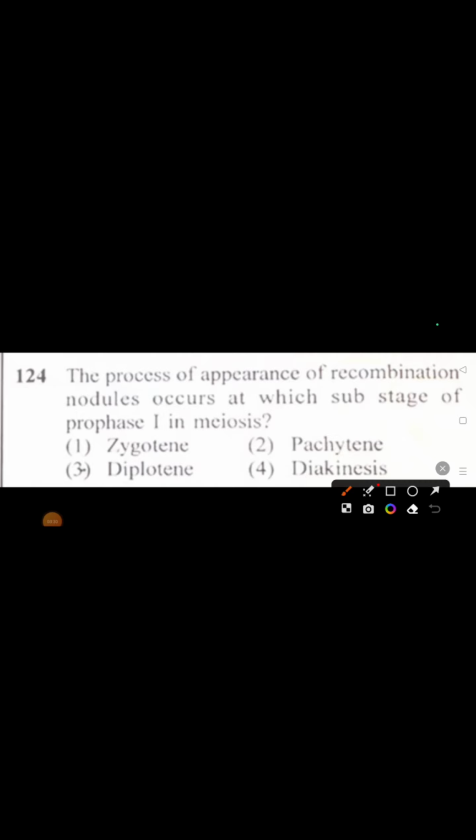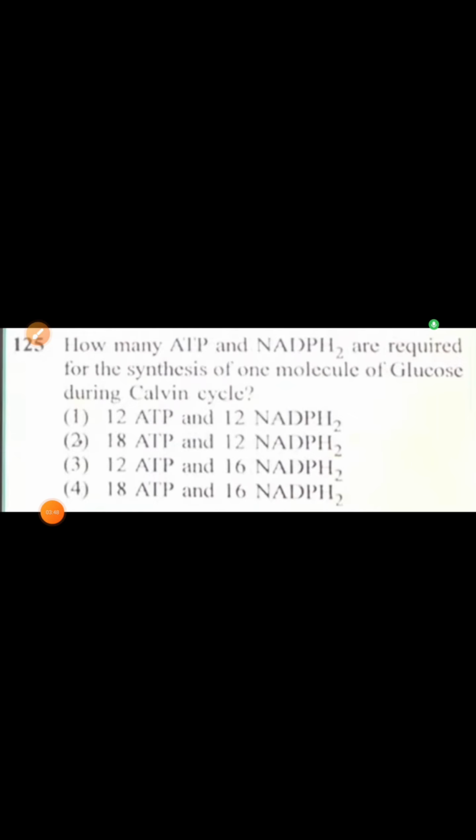The appearance of recombination nodules occurs at which sub-stage of prophase 1 in meiosis? So the correct option will be pachytene. In pachytene. So the correct option is second. How many ATP and NADPH2 are required for the synthesis of one molecule of glucose during the Calvin cycle? So 18 ATP plus 12 NADPH2. So the correct option will be second.